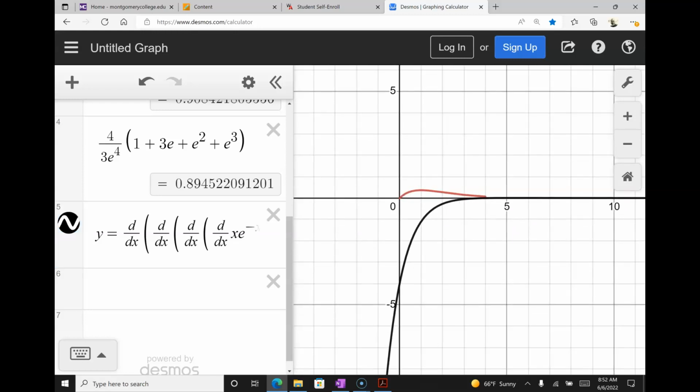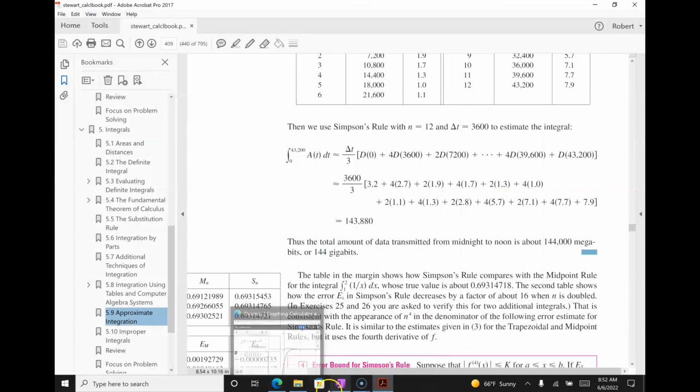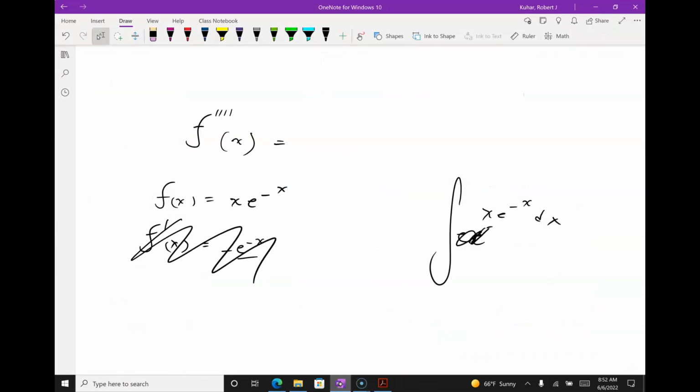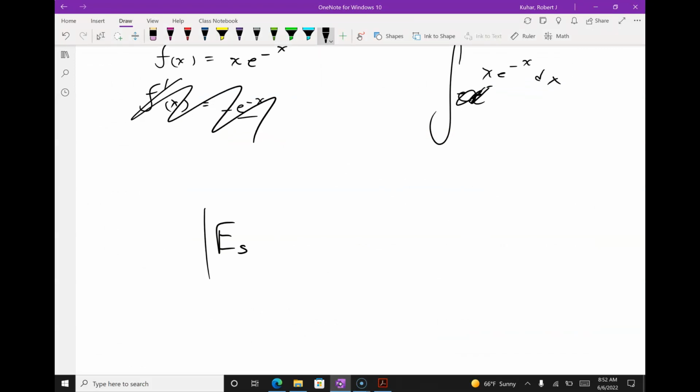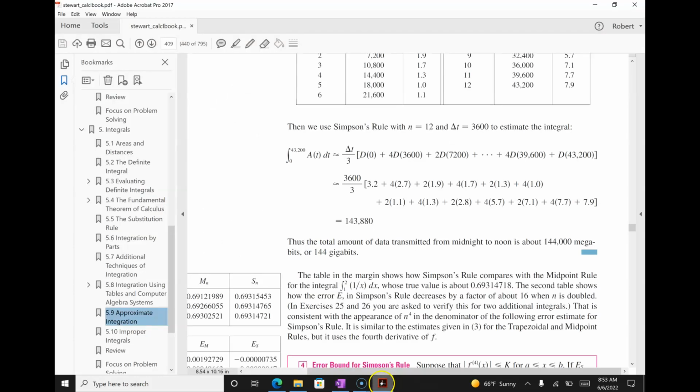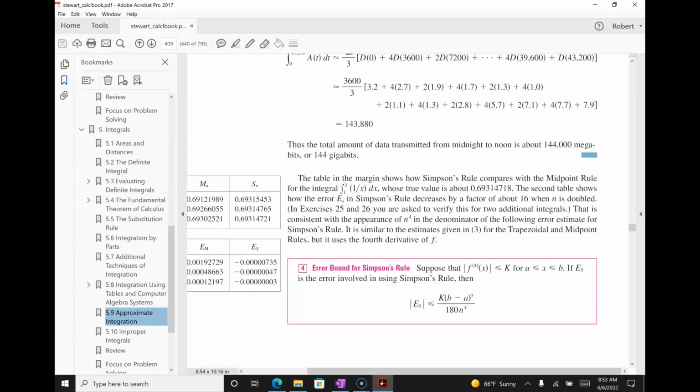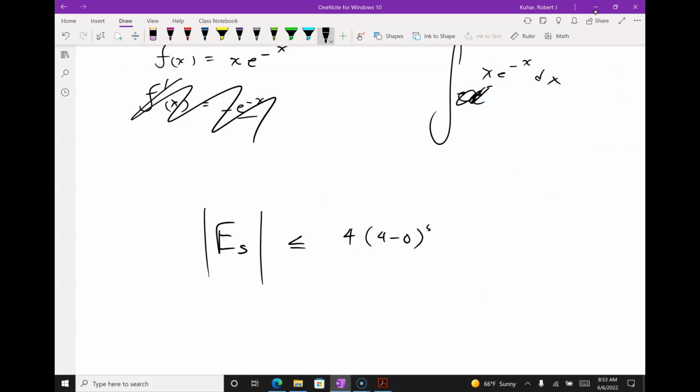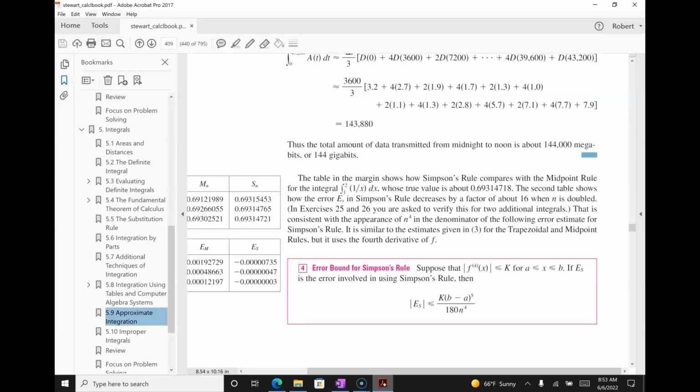So look at the graph from 0 to 4, you can see the low point is -4. So I'd need an upper bound of 4 for my error. I don't know why I'm doing this because I don't really want to, but it's okay. So my error for Simpson's rule, I got a 4 for my k. I need 4 minus 0 to the fifth over 180 times 4, because n was 4 for me, to the fourth.